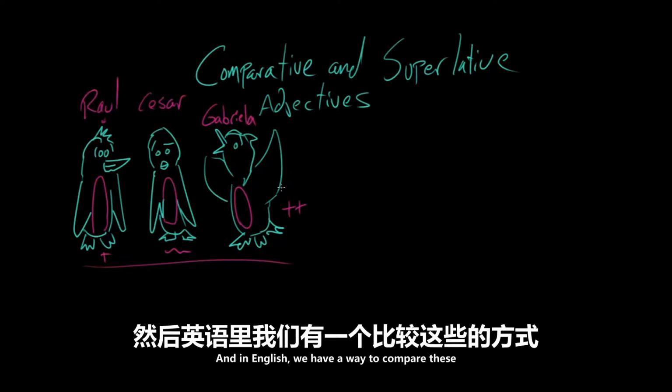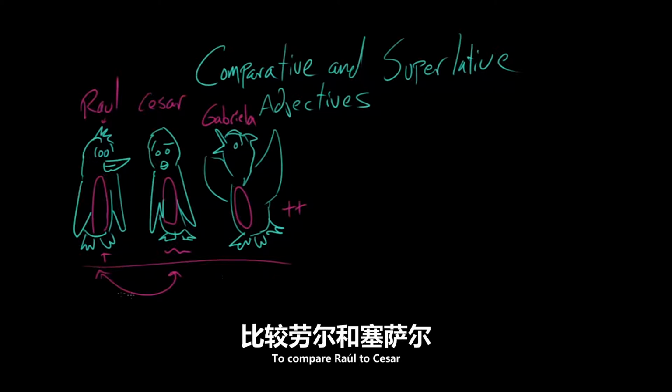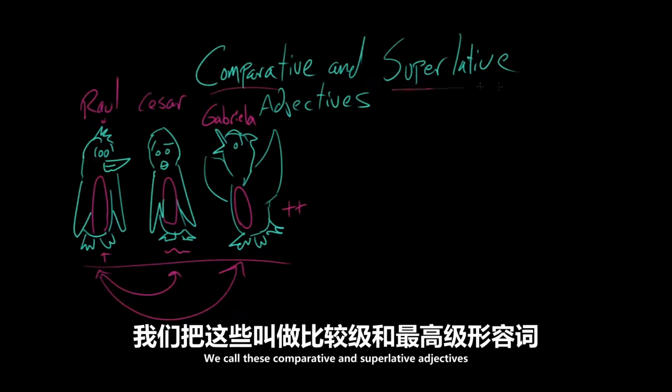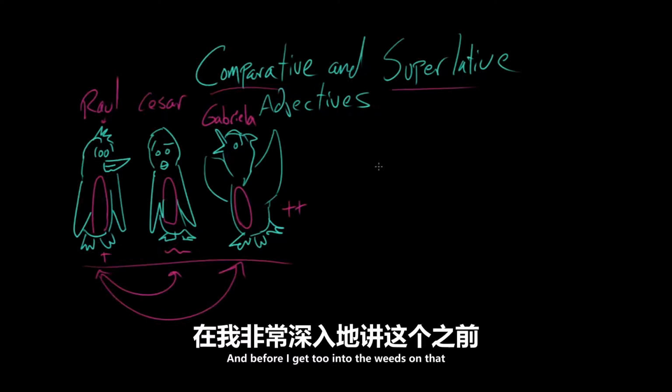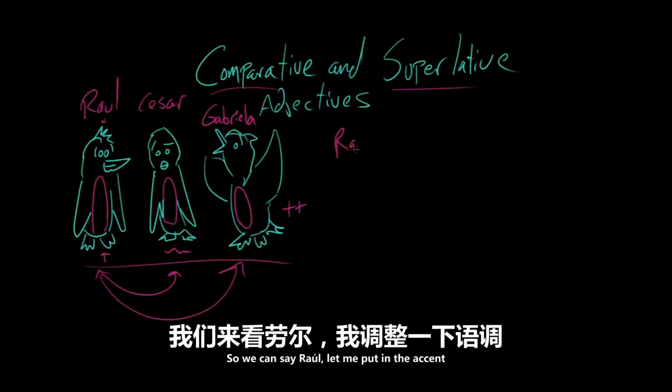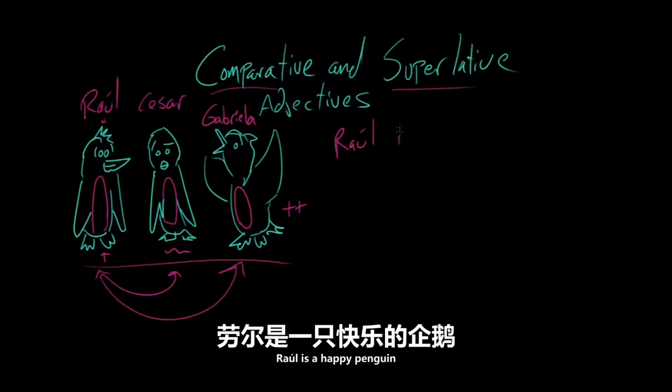And in English, we have a way to compare these, to compare Raoul to Cesar, or to compare Raoul to Gabriela, or any combination thereof. And we call this comparative and superlative adjectives. And before I get too into the weeds on that, let me just show you what that looks like. So, okay, we can say Raoul, let me put in the accent. Raoul is a happy penguin.